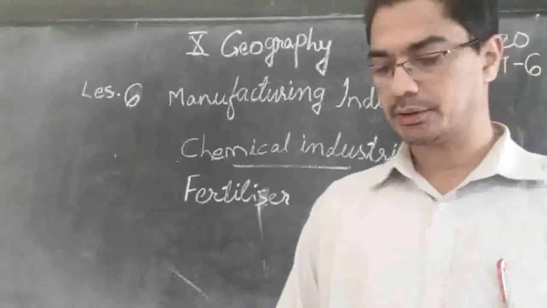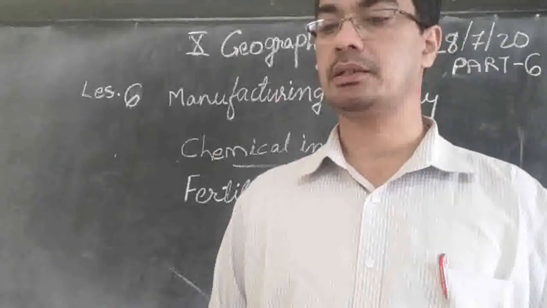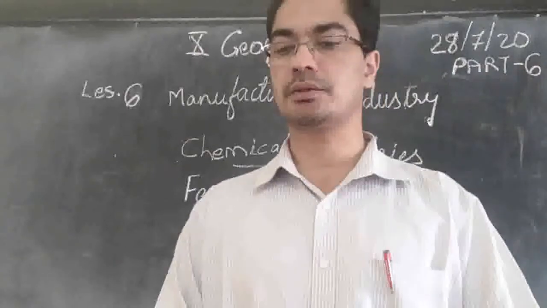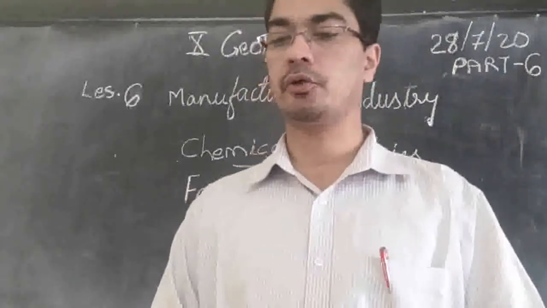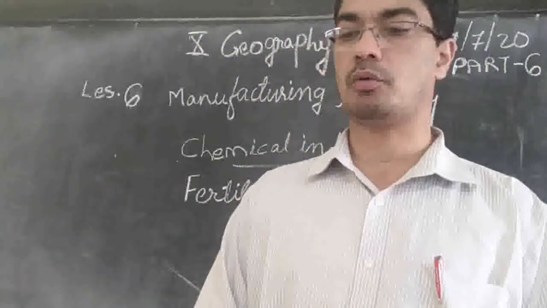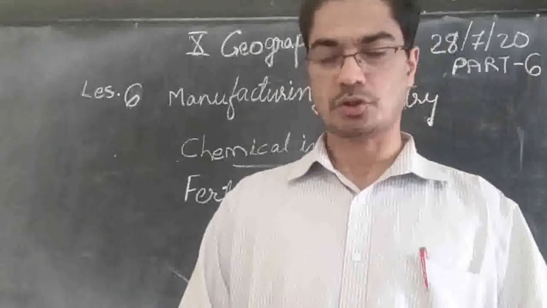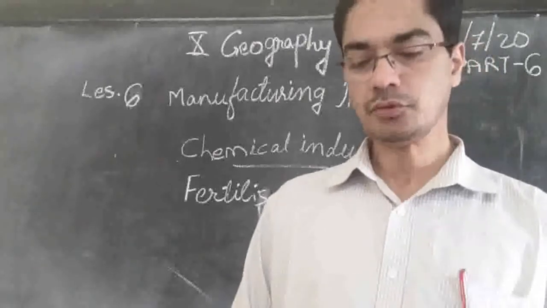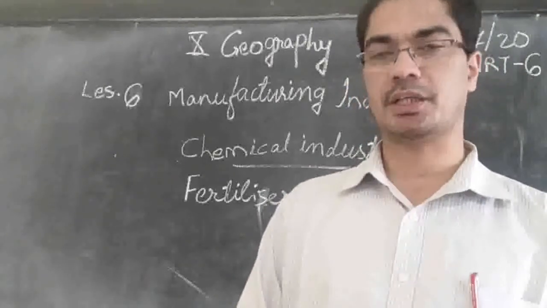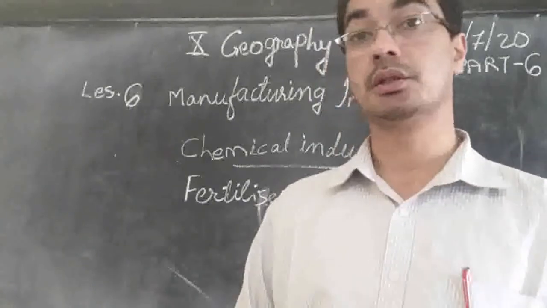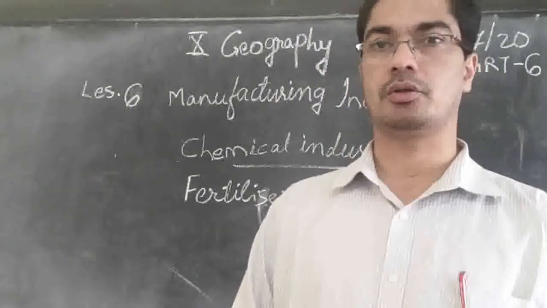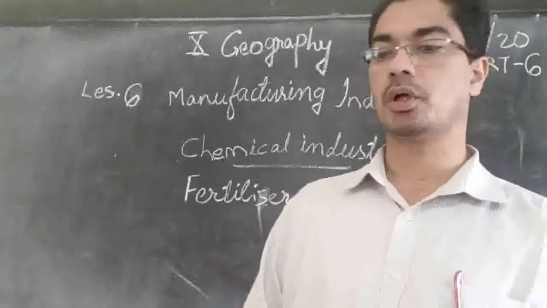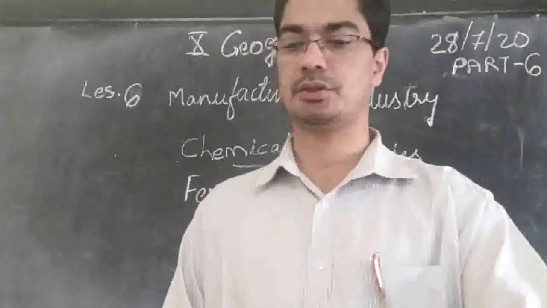Then the third, that is potash, is entirely imported as the country does not have any reserves of commercially usable potash or potassium compounds in any form. So in order to make this compound fertilizer, we don't have the potash, we don't have the material in our country, so we need to import it from other countries.